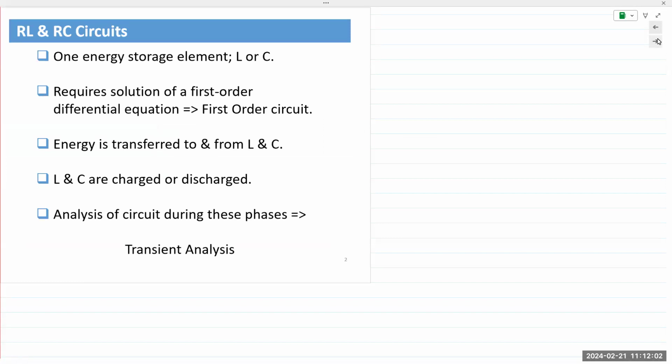So what we are going to look at is the equations that govern this energy transfer phase, where the energy is being received by the inductor and the capacitor, or it's sent back into the circuit. Okay. All right. So first thing is about notations.